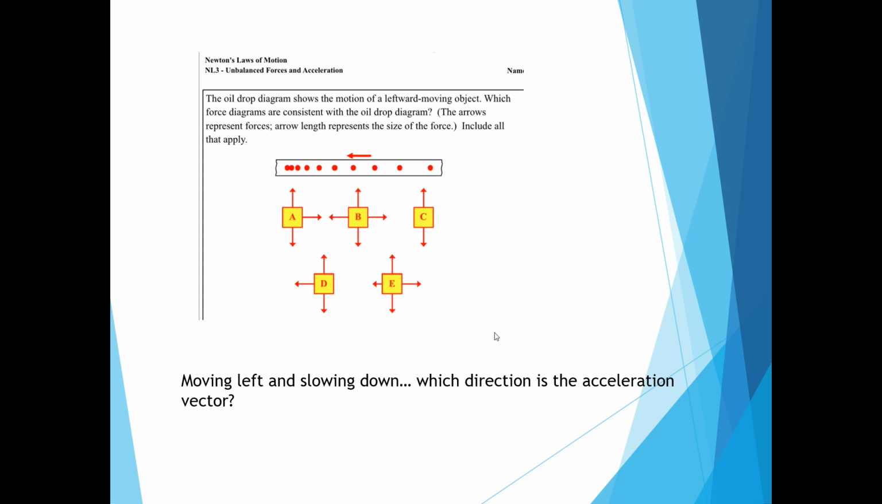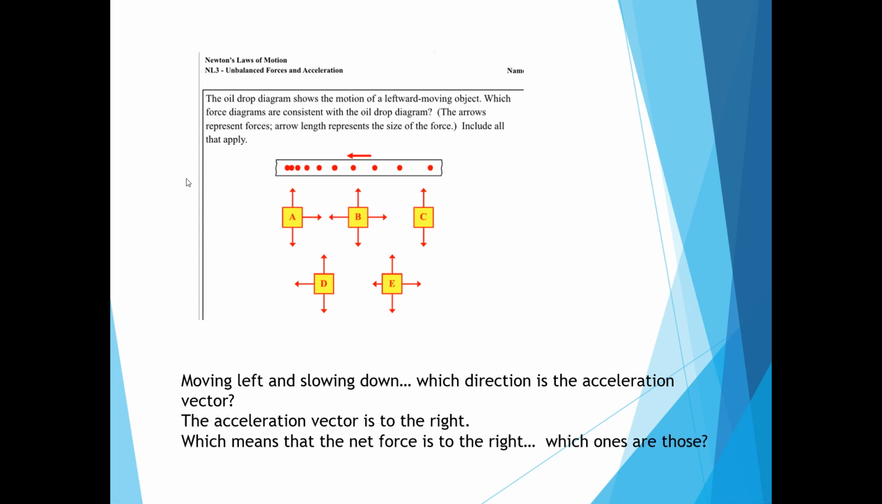The next example is the oil drop diagram shows the motion of a leftward moving object. You know it's moving left because there's an arrow here. Which force diagrams are consistent with the oil drop diagram? Arrows represent forces, arrow length represents the size of the force, and include all that apply. So if it's moving left and slowing down, which direction is the acceleration vector? It's going to be to the right, which also means the net force is to the right. So which ones are those? If we take a look at this, our net force to the right is A, not B, not C, not D, but E. So I get A and E here.